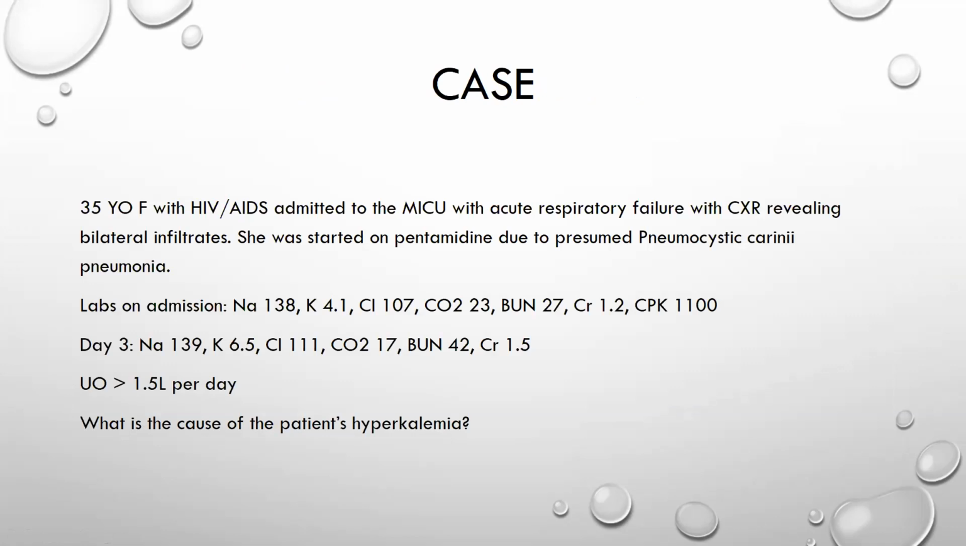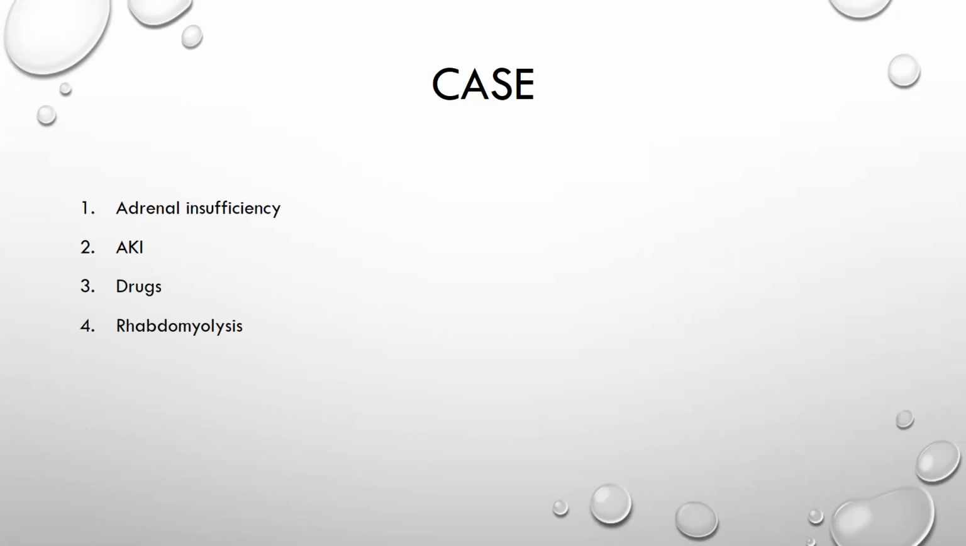All right, so let's go on to the next case. We have a 34-year-old female with HIV/AIDS in the MICU, acute respiratory failure, X-ray with bilateral infiltrates, started on pentamidine due to PJP pneumonia. Anyways, labs on admission, sodium is that, potassium is okay. CPK is 1100. Day 3, sodium is 139, potassium is 6.5, chloride is 111, bicarb is 17, creatinine bumped up to 1.5. Urine output has been maintained. What is the cause of this patient's hyperkalemia? And we have our 4 choices from above.